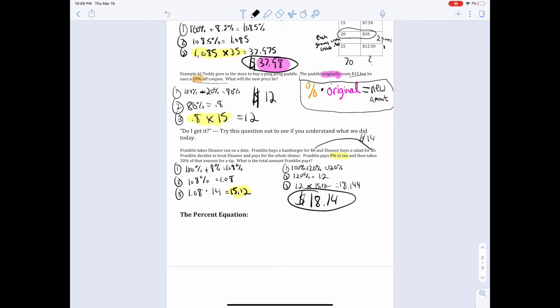Again, the percent equation we'll be using this next week. Good idea to get it down again. Percent times original amount equals the new amount. And that's how we've done every question, really. You multiply your percent times it by your original amount. So originally it cost $14, and then you're going to get this new amount there. And then you actually have to do it twice for this question.